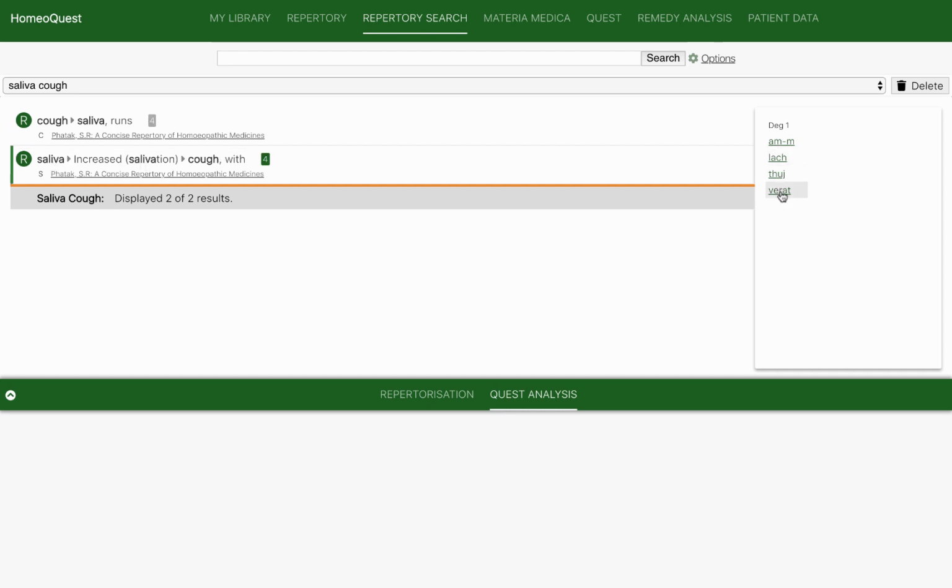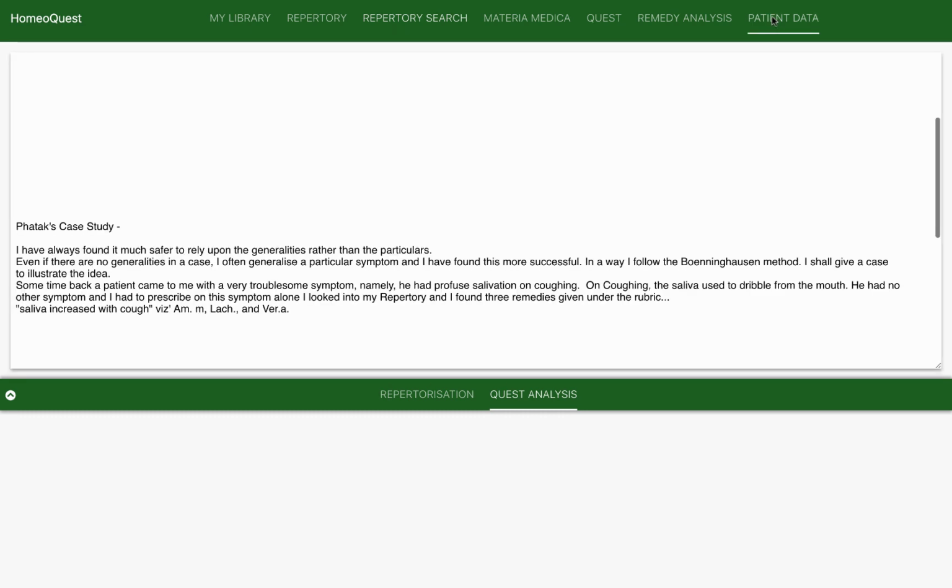And again, he found there were 4 remedies there: Ammonium muriaticum, Lachesis, Thuja, and Veratrum. And then there is another rubric, cough, salivation runs, again the same 4 remedies here. All right. Now let's see what happens when he does that. These are very tiny rubrics, very specific particular rubrics. Let's see what happens here.